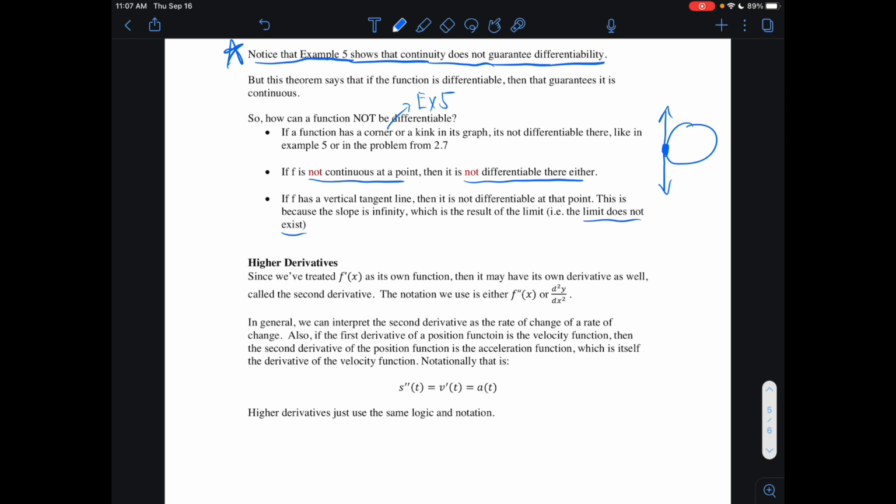In general, we can interpret the second derivative as the rate of change of a rate of change. And also, if the first derivative of a position function is the velocity function, then the second derivative of the position function is the acceleration function, which is itself the derivative of the velocity function. So notationally, we can say that the second derivative of the position function is equal to the first derivative of the velocity function, and that gives you the acceleration function.